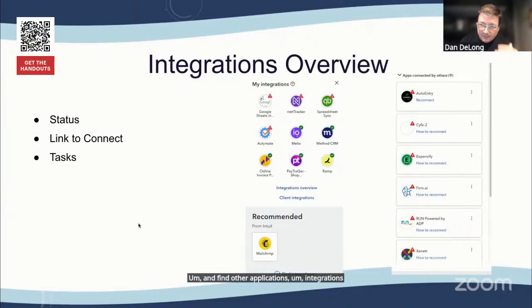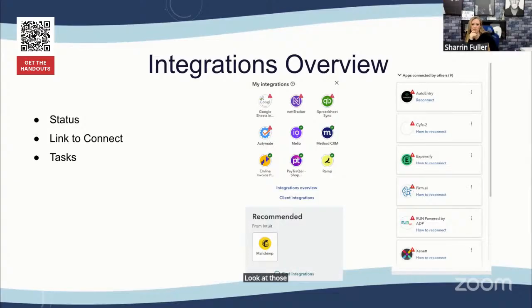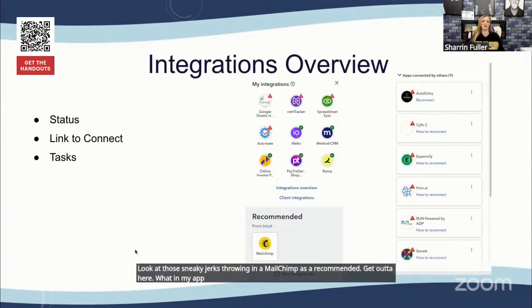I've got to say integrations instead of apps, because look at those sneaky jerks throwing in a MailChimp as a recommended. Yeah. Get out of here. What in my app shows you I need a MailChimp? I've got a method CRM. You get out of here.